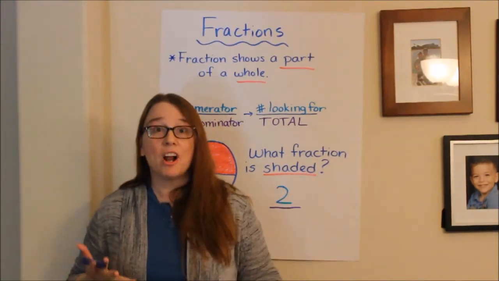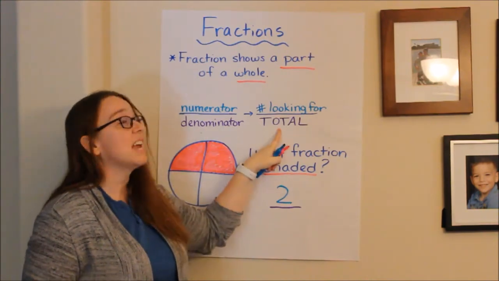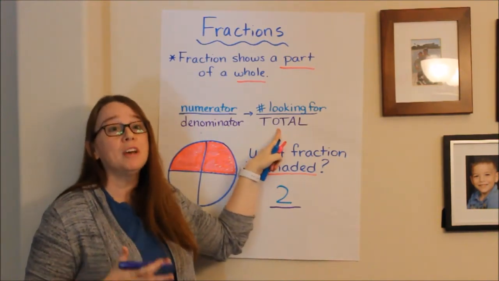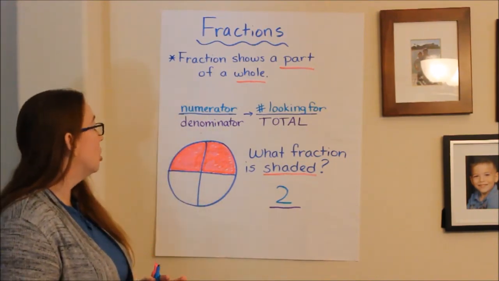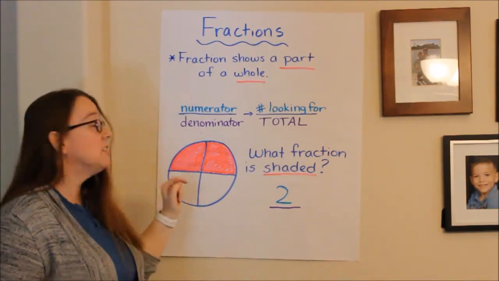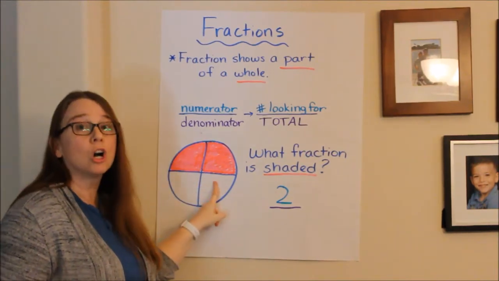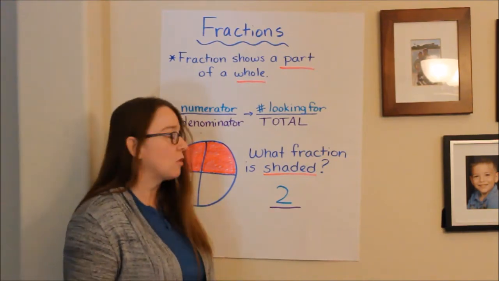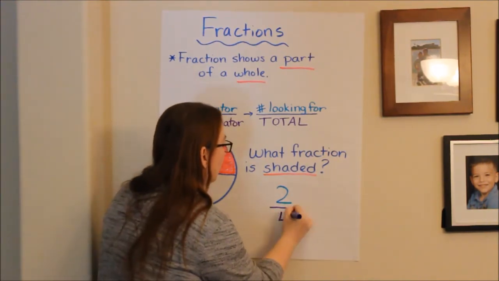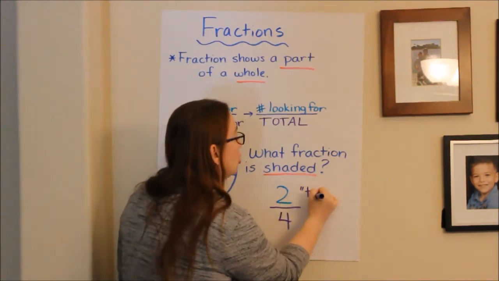So now let's see what our denominator should be. If you remember, our denominator is our total, the total number of pieces that our shape is divided into. In this circle, our shape is divided into 1, 2, 3, 4 total pieces. So my denominator in this fraction would be 4. And we would say this fraction as 2/4.